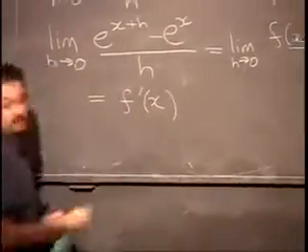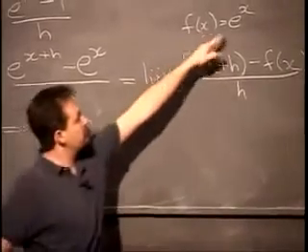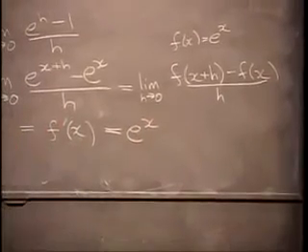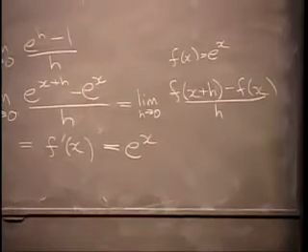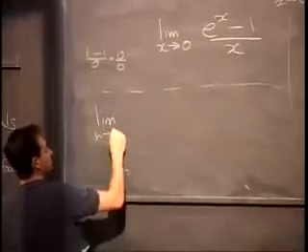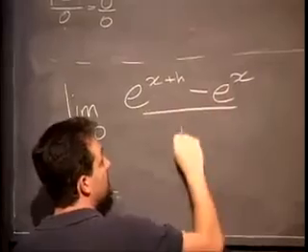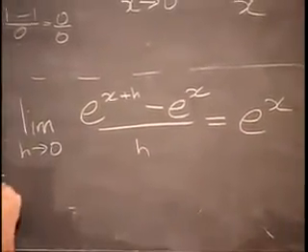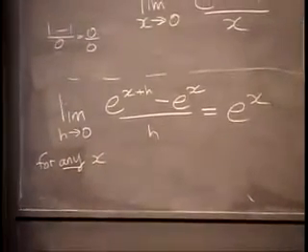This is the derivative of f, and actually the derivative of f we already know is e to the x, because the derivative of e to the x is e to the x. So we've actually proved this general limit here. We've proved that the limit as h goes to 0 of e to the x plus h minus e to the x over h is e to the x for any number x. For any x. That's just the derivative written in a sneaky way.